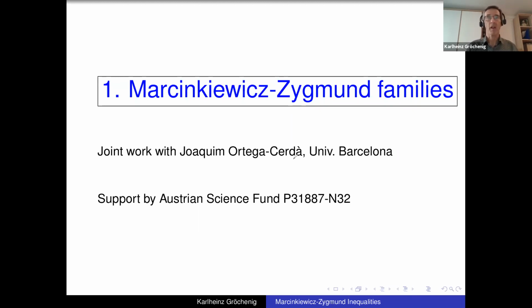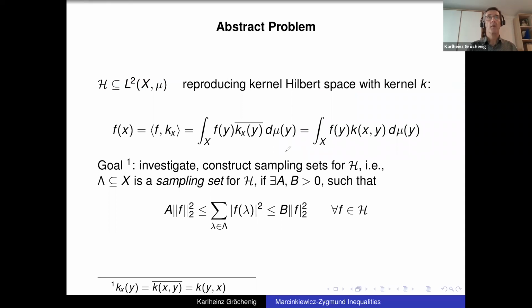So, chapter 1, Marcinkiewicz-Zygmund families. Let me first talk about the abstract problem. I think that it's a good sequel to Andreas Hartmann's talk. So we are looking at a reproducing kernel Hilbert space on some set X with respect to a measure mu. And reproducing kernel Hilbert space means that point evaluations are given by a linear functional k sub x. So that's a function, and I can write the kernel as a function of two variables. And now the goal is to investigate and construct sampling sets for this reproducing kernel Hilbert space.